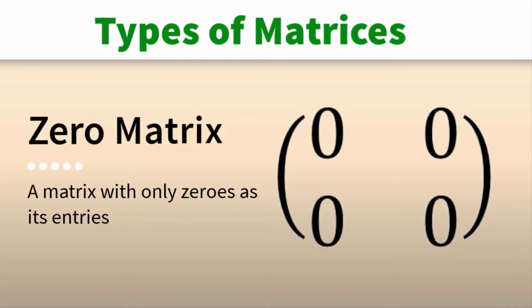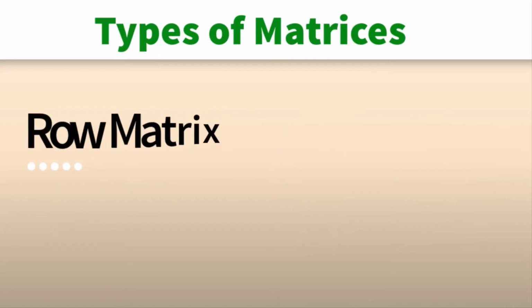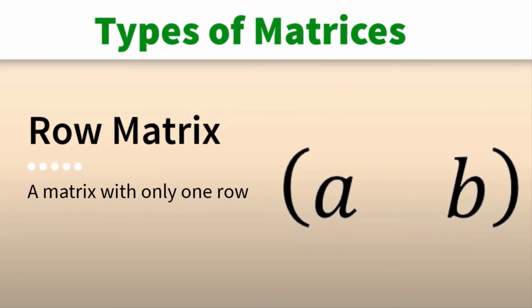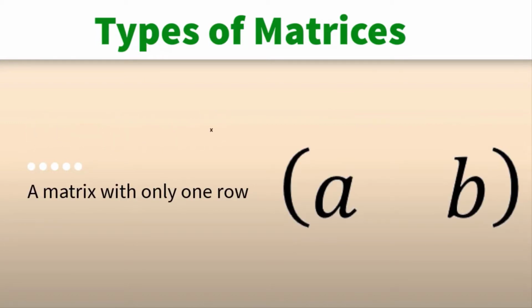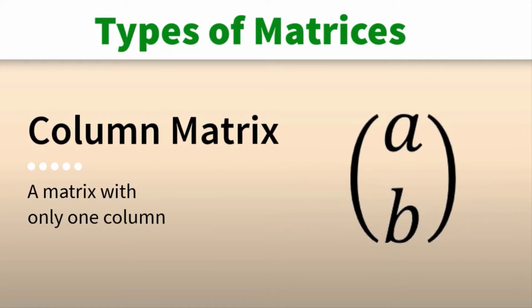Now there are different types of matrices depending on their elements or their order. I'm going to define a few of them for you and then give you a little activity for you to spot them. A zero matrix has 0 as all its elements. A row matrix is one that has 1 row only, while a column matrix has 1 column only.